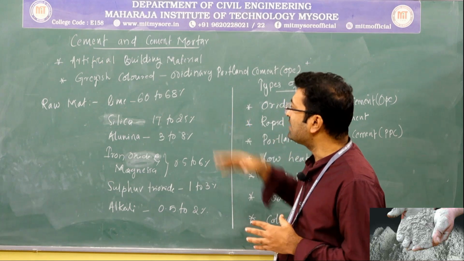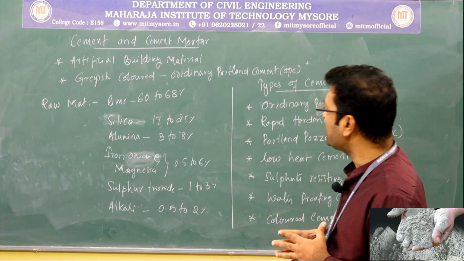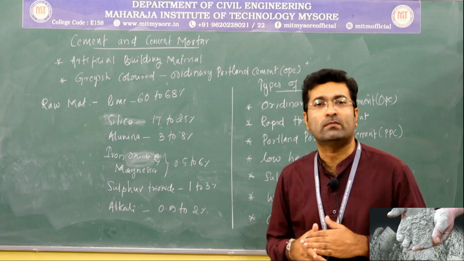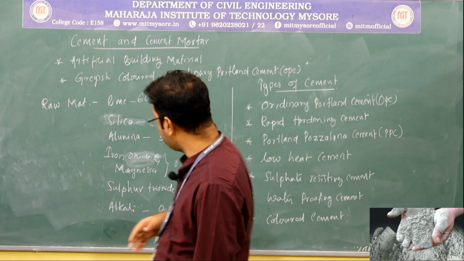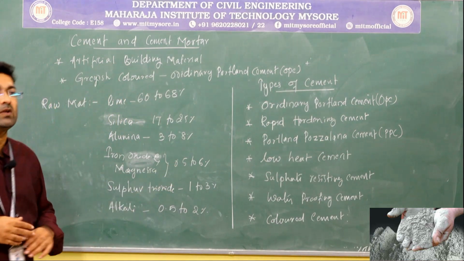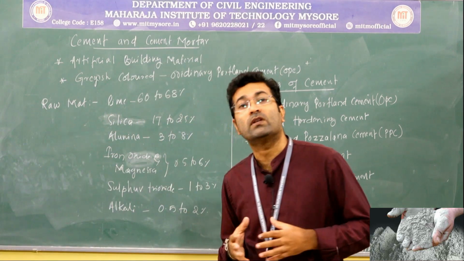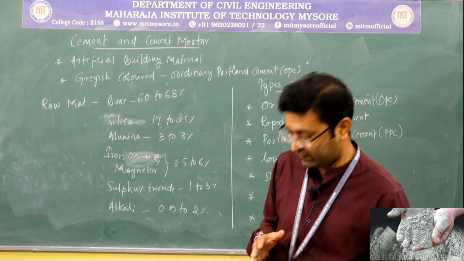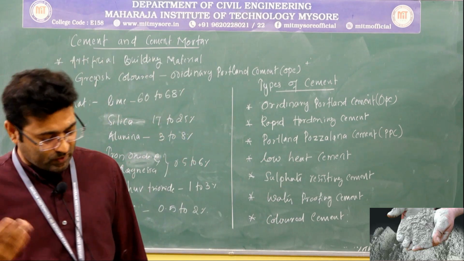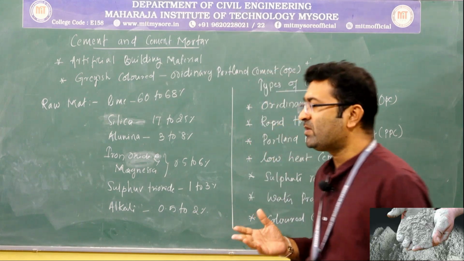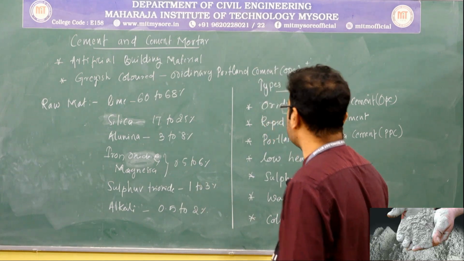Apart from lime, we need silica in the ratio between 17 to 25%, alumina from 3 to 8%, iron and manganese somewhere between 0.5 to 6%, and sulfur trioxide from 1 to 3%, and also we use some alkalis. So, these are some of the basic raw materials we need during the manufacturing of cement. There are different methods of manufacturing cement, and we are not going to discuss all of them. Basically, there are two different methods called wet mix and dry mix, but we are not talking about that.